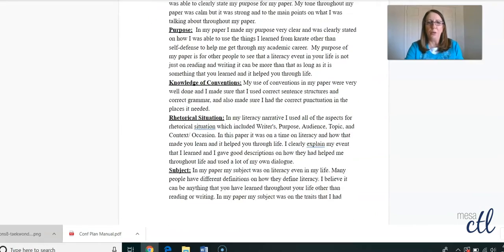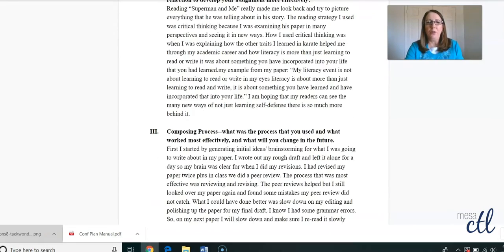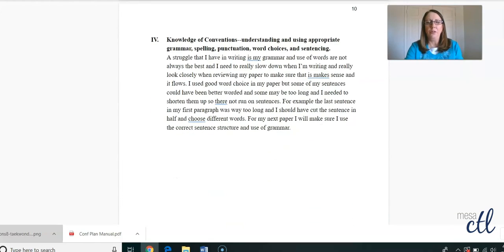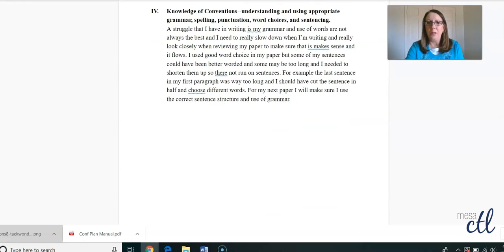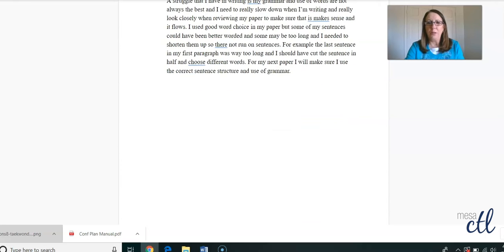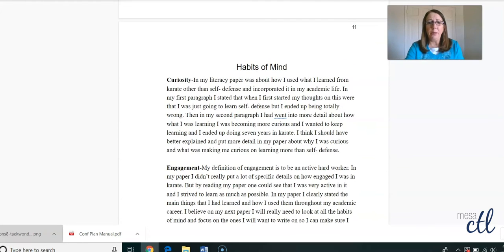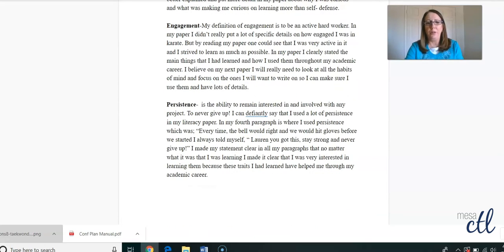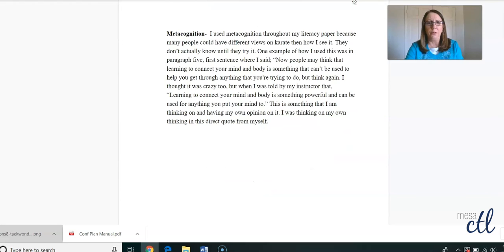So there's rhetorical knowledge and critical thinking, composing process, and knowledge of conventions. Those were the main ones that are related to our industry standards and what our Maricopa Community College learning outcomes relate directly to. And then the same thing was true: I asked them to think about their habits of mind related to that particular assignment. So what exactly did they learn? How did they use engagement? How did they use persistence and so forth?